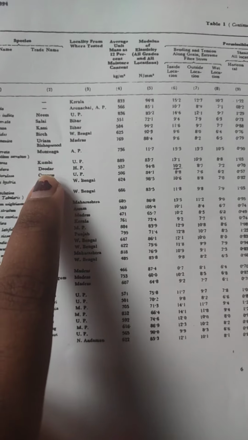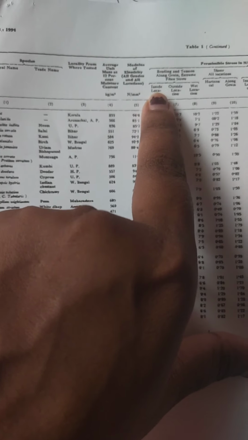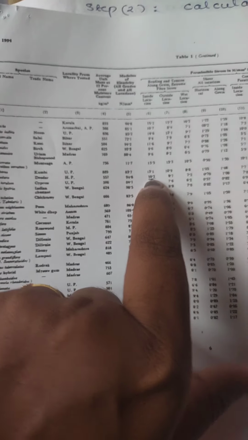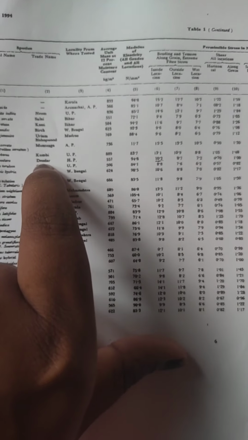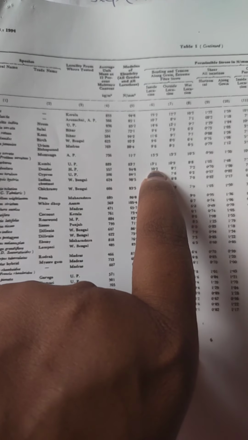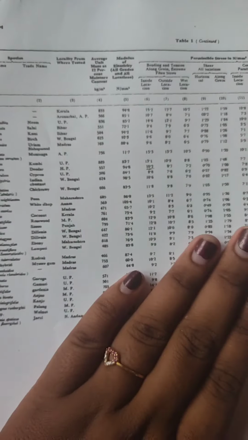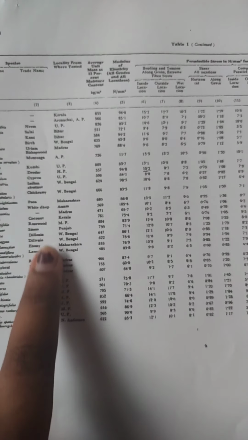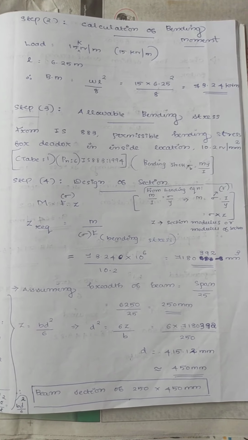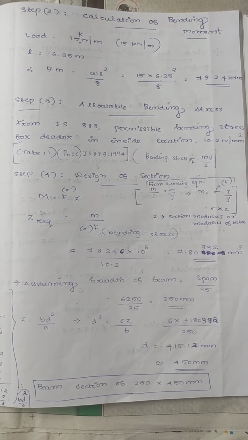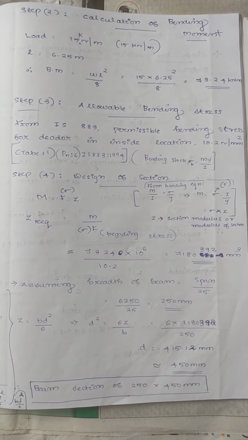Okay, first our wood is deodar wood. So for deodar wood, the allowable bending stress we are taking, this is the allowable bending stress for inside location for deodar wood. This is deodar wood. For deodar wood we are taking the value 10.2 Newton per mm square. Likewise we will take all the allowable values from IS 883-1994 for the type of wood given. Next step, after taking allowable bending stress from IS code, is step 4, design of section.